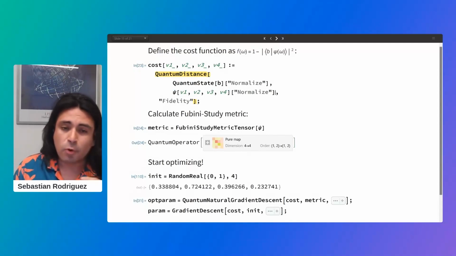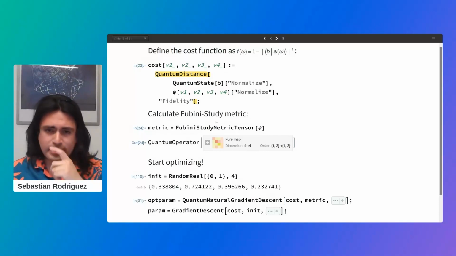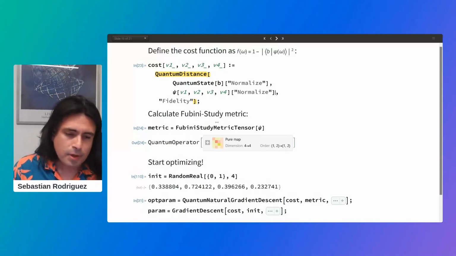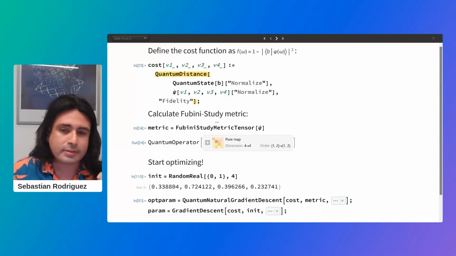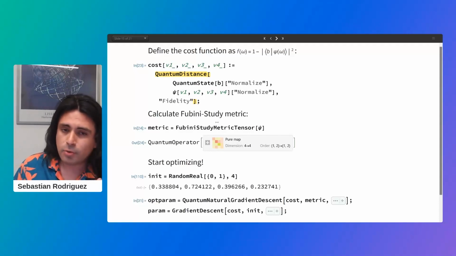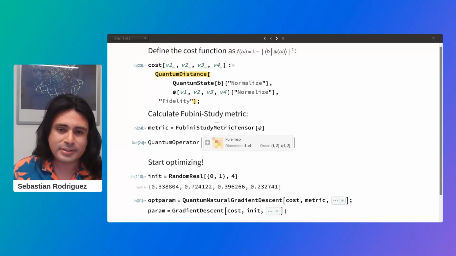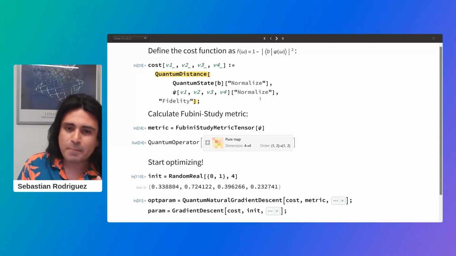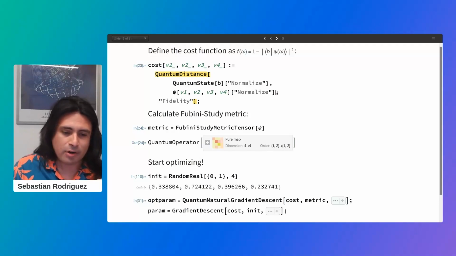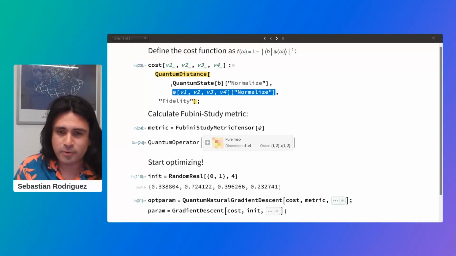Now, let's calculate the Fubini study metric. There is a very important point here in which we need to know what state we will be using with the Fubini study metric tensor, because in the previous example, we chose the first parameterized state that we defined, but in this case, we have an ansatz and a C state, both are variational states. So in this case, we're using the C state because it defines the geometry of our cost function, because our cost function is defined by it. So just keep in mind that, and let's define the metric.